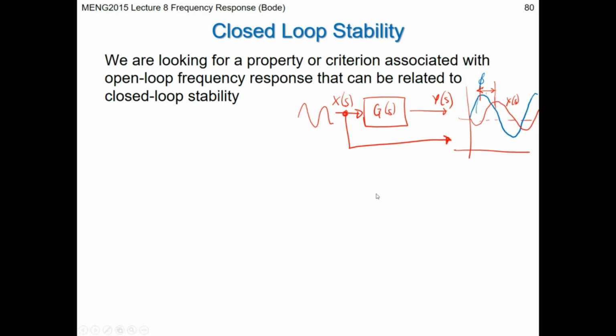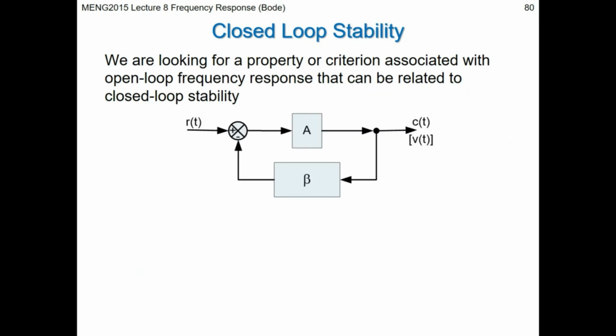So we talked about the fact that there's a relationship here. That's the open loop frequency response, which is the relationship between the input sinusoid applied to a system and the output sinusoid we get from the system. We want to link or relate that to the stability of the system.